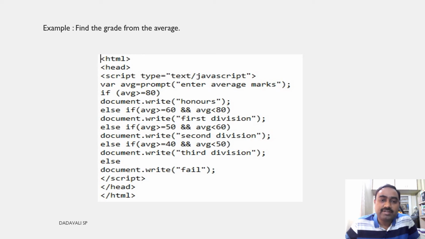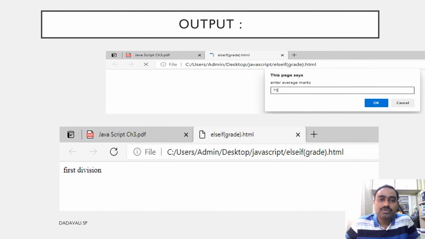So here once again it checks the condition, average greater than or equal to 50, double ampersand, average less than 60. Here two relational expressions are there, and here also the double ampersand indicates the logical operator. So if both conditions are true, then it will execute the true part. Otherwise it goes to the else part, and depending upon the conditions it will execute. Same if else ladder. In the output you can observe that 75 is entered, and it shows first division.